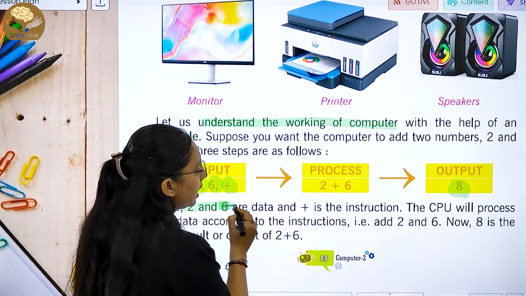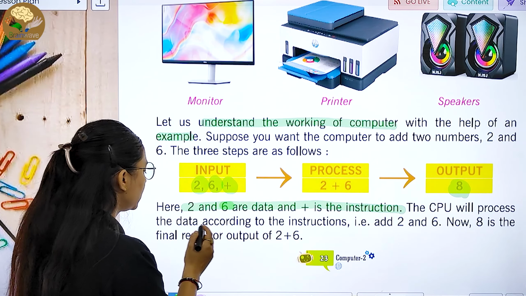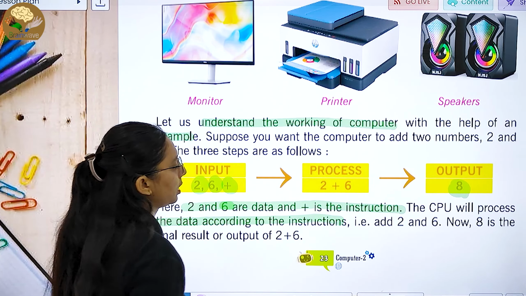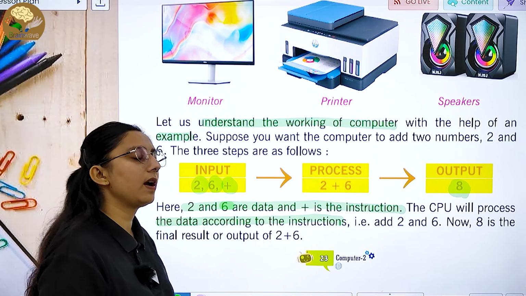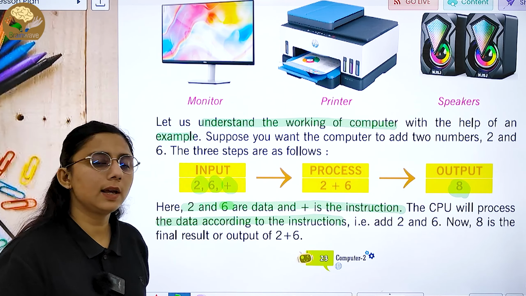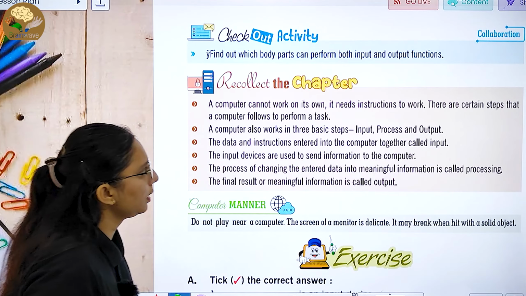Here 2 and 6 are the data and plus is the instruction. The CPU will process the data according to the instruction. 2 and 6, now 8 is the final result, the output. And 8 is the final result.